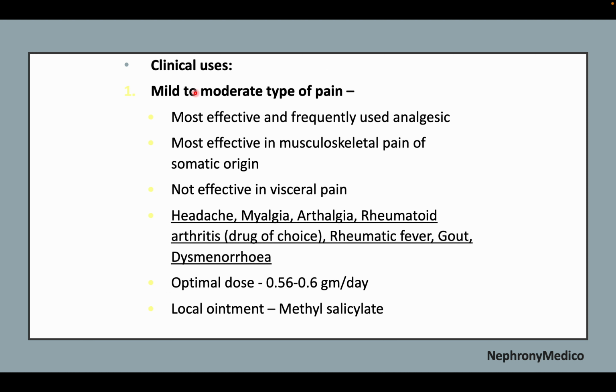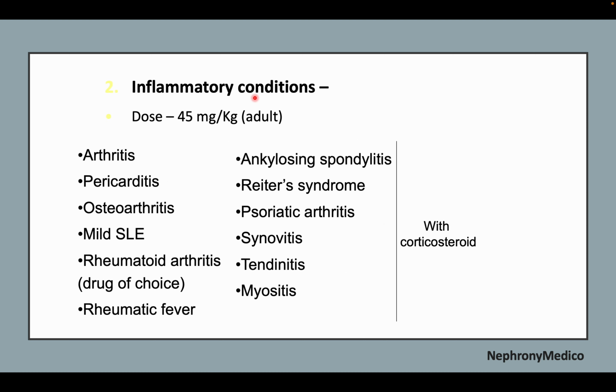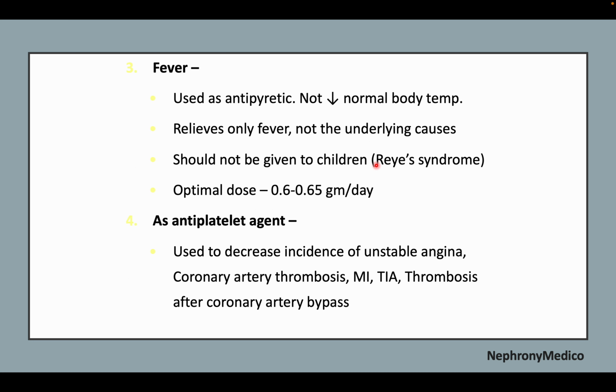Now, clinical uses. It is used for mild to moderate pain as a frequently used analgesic. For headache, myalgia, arthralgia, and rheumatoid arthritis, it is a drug of choice. Also for rheumatic fever, gout, and dysmenorrhea. For inflammatory conditions like arthritis, pericarditis, osteoarthritis, mild SLE, rheumatoid arthritis, rheumatic fever, myositis, tendinitis, synovitis, psoriatic arthritis, Reiter syndrome, and ankylosing spondylitis. For fever, it is also used as an antipyretic.